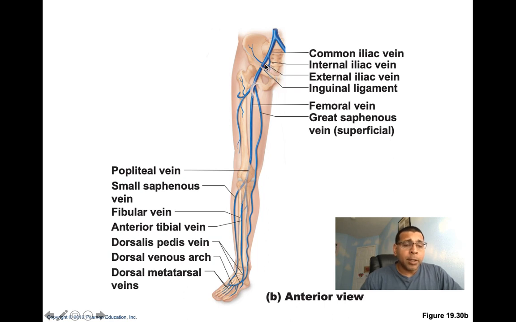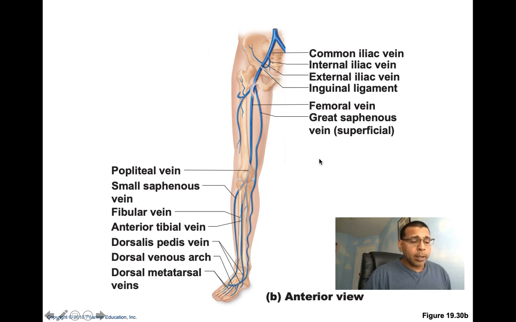Then we have the external iliac veins. The external are responsible for draining the lower limbs mostly. The externals are formed by the femoral vein, which we're going to see in a few seconds. And the external is going to join the internal to form the common iliac.